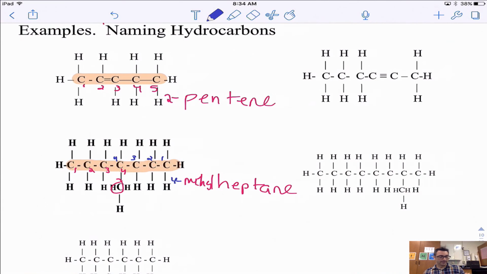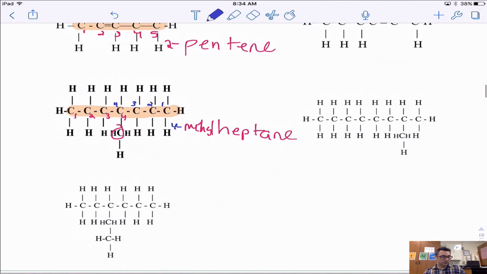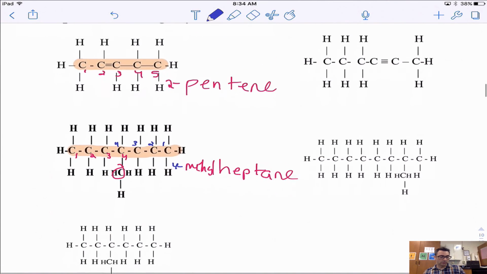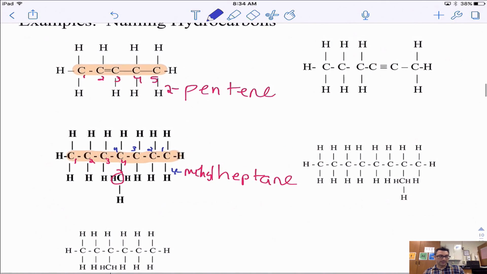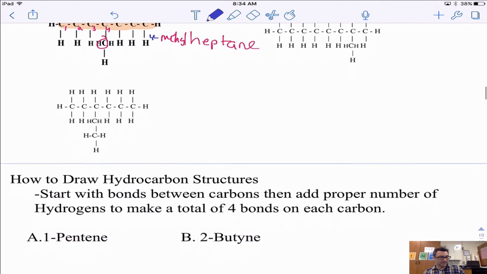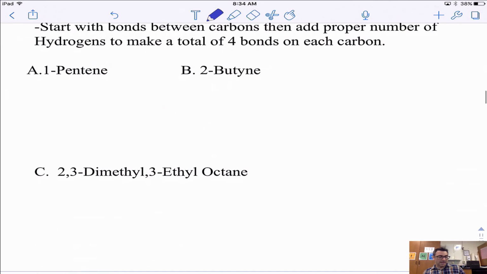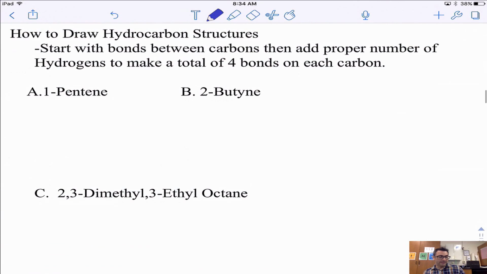So please go ahead and try these next 3 here for our homework, 1, 2, and 3 on this page, and try naming A, B, and C here as well.